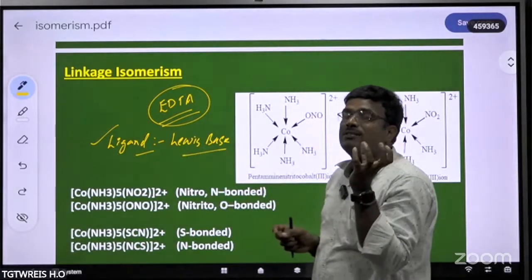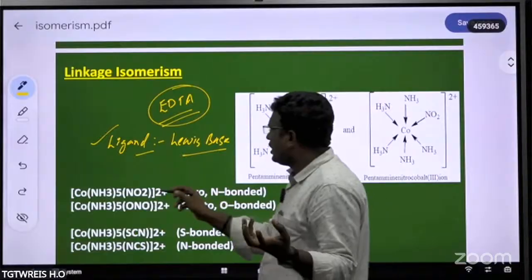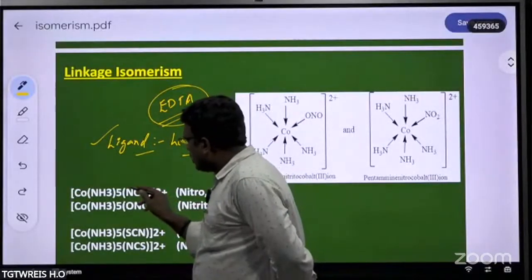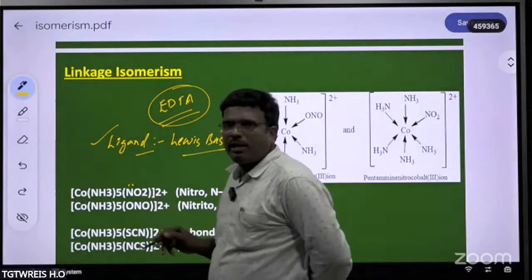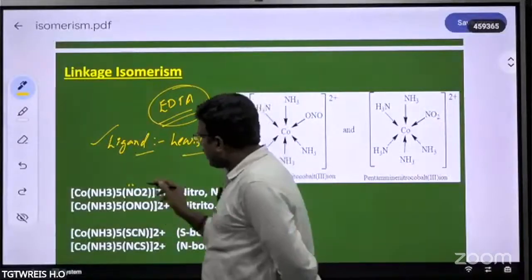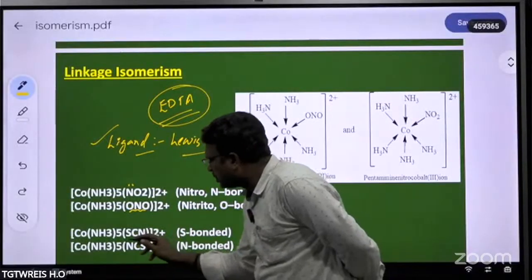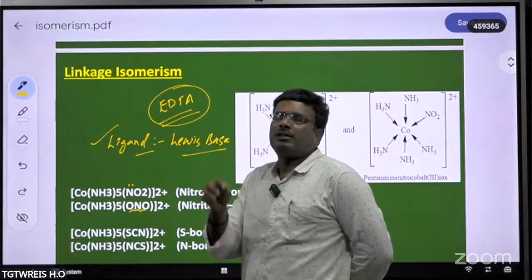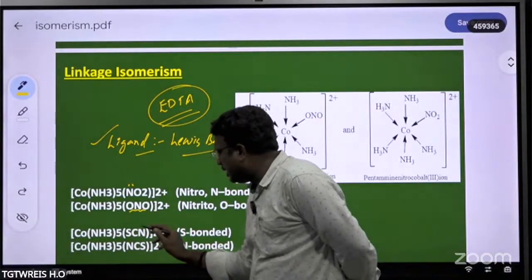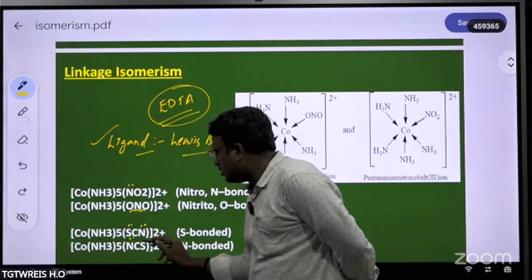Some ligands act as bidentate, for example ethylene diamine. Here NO2, the nitro compound: nitrogen acts as an electron donor and oxygen is also an electron donor, so NO2 acts as a bidentate ligand. Similarly ONO. Similarly the thio compounds, where sulfur is present, like thiocyanate. Here nitrogen acts as a ligand and sulfur also acts as a ligand. So this is called bidentate.